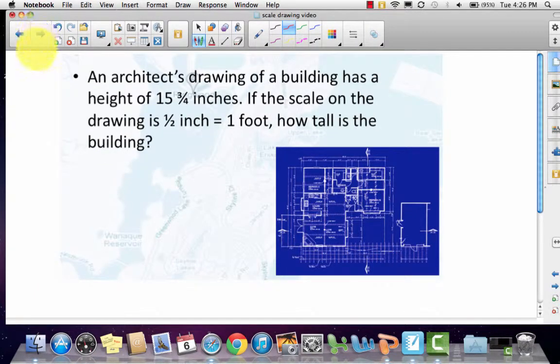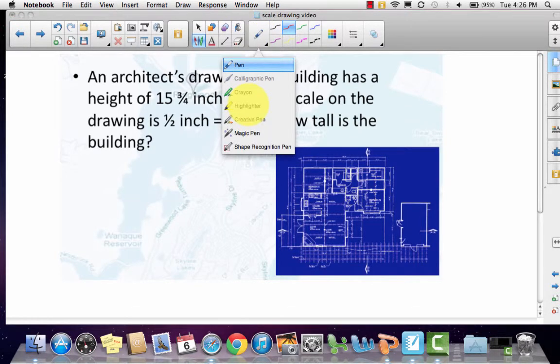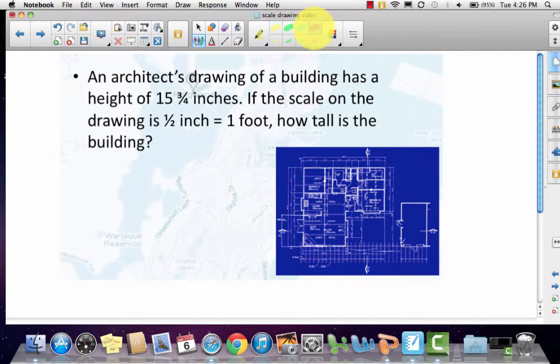This one is dealing with a blueprint of a building, and it tells us that an architect's drawing has a height of 15 3/4 inches. If the scale on the drawing is 1/2 inch equals 1 foot, how tall is the building? And again, I'm going to start off by finding my scale, which tells me that 1/2 of an inch in the drawing is 1 foot of the actual building.